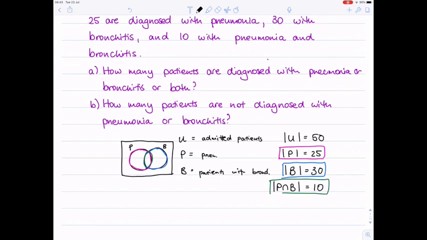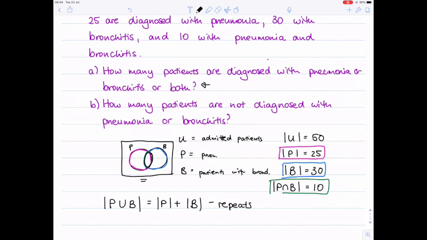So the question we want to ask is, what is the set that we're looking for here whose size we want to find? Well, we want the patients who are diagnosed with pneumonia or bronchitis or both. So what we'd like to know is the size of P union B. If we have a look in our diagram at P union B, we can't just take the size of P plus the size of B, because we're going to have some people who have both, and those people are going to be double counted, so we need to subtract off our repeats.